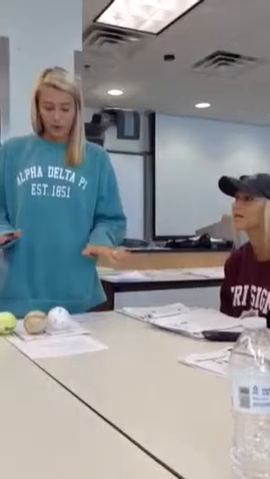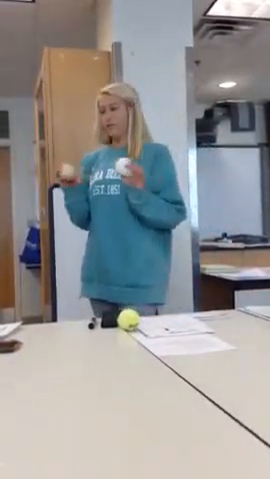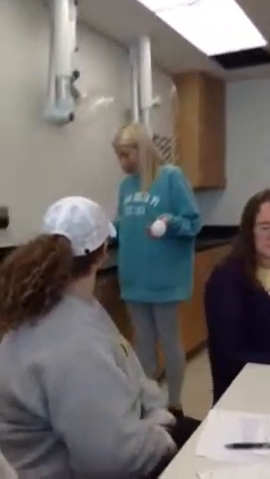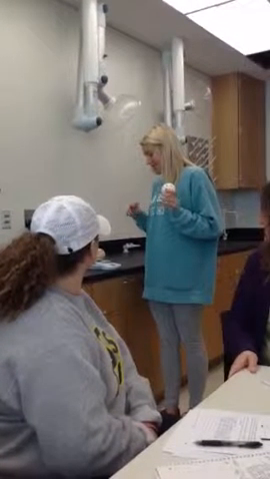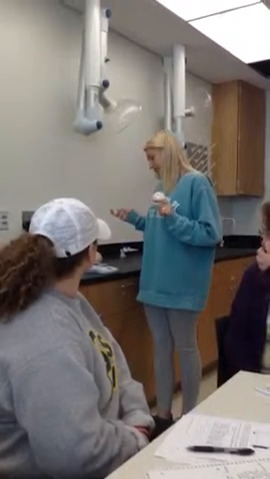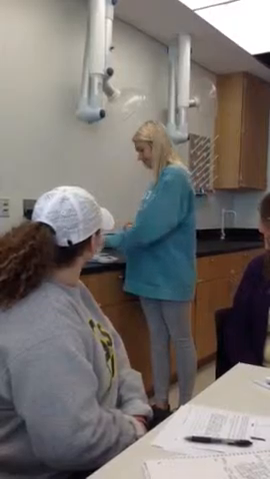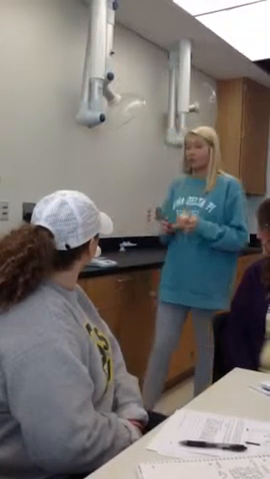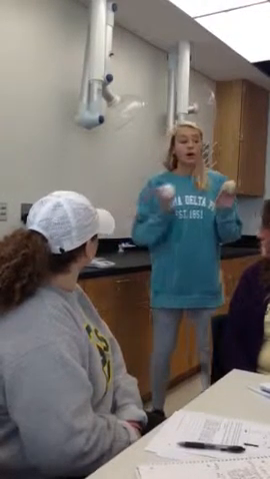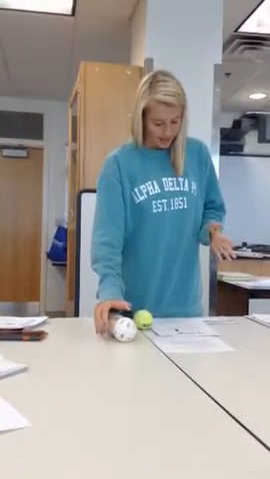Okay, before we get to the right answer, I want to weigh these balls. Our metal ball is 5.1 ounces. Our wooden ball is 1 ounce. So we do have proof that these balls are different masses.